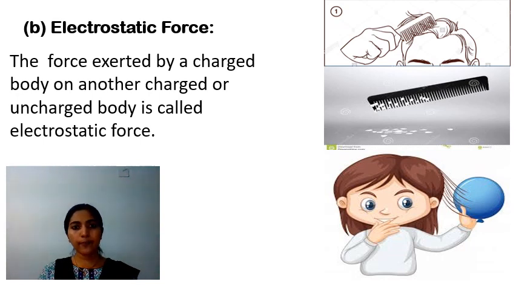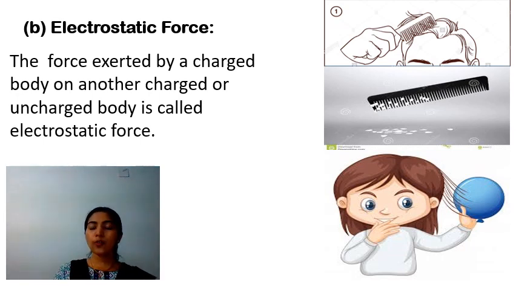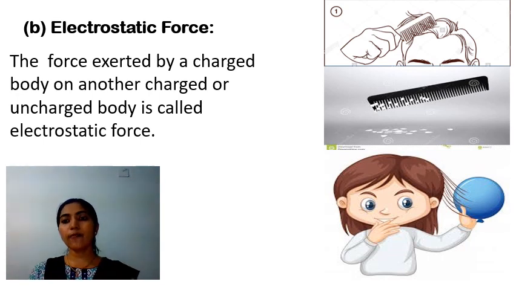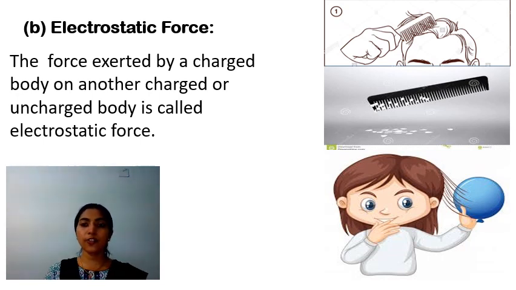The second type of non-contact force is electrostatic force. The force exerted by a charged body on another charged or uncharged body is called electrostatic force. Look here. You can see that one person is rubbing a comb on his hair. After rubbing the comb on his hair, what will happen? The comb will get charged. So here the charged object is the comb.